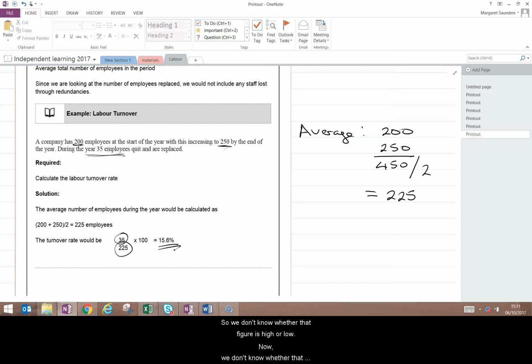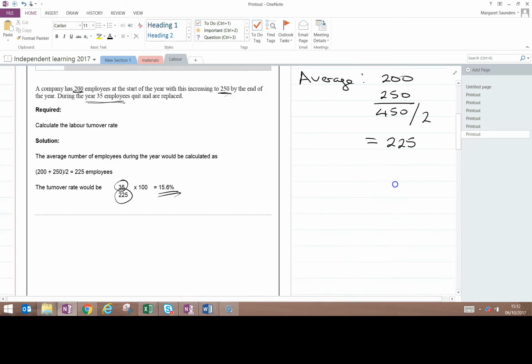Now we don't know whether that figure is high or low. You would want to know what the rate was in previous years, or maybe what the rate is in similar industries, because some industries do have higher turnover rates than others. Now this figure is important because of the costs of labour turnover.